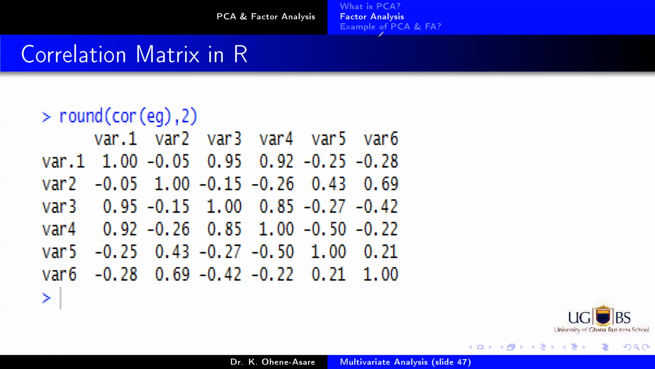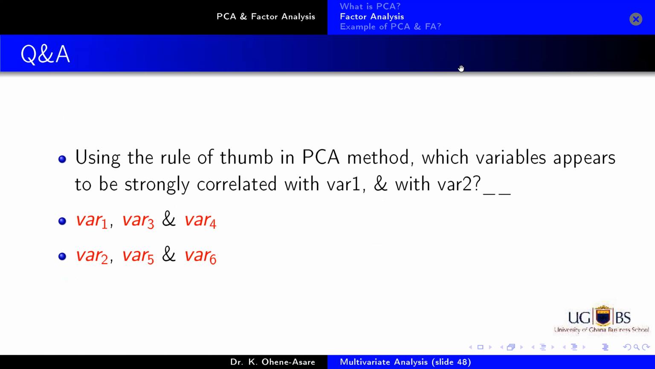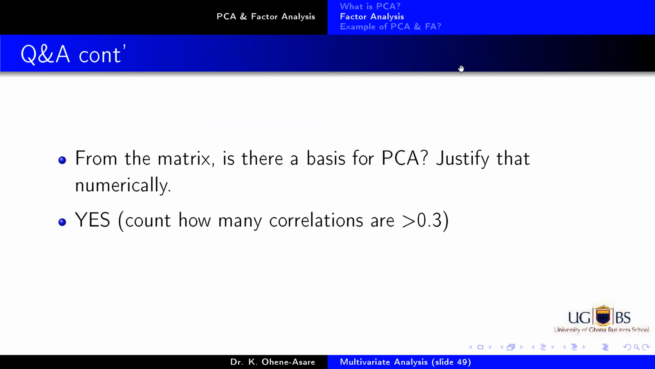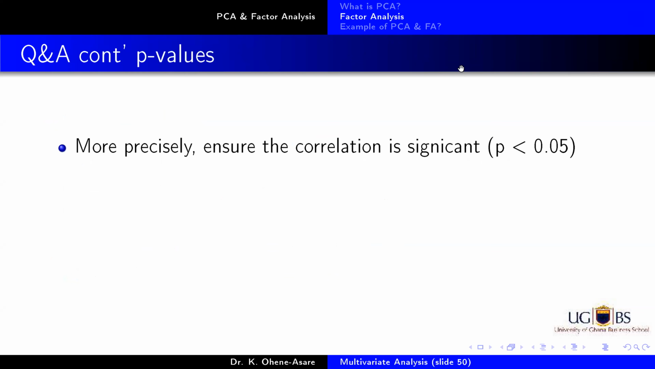So you don't want to count anything that is both above and below the diagonal. It has to be above it or below it. So that point is very important. Okay, any question on this before we move on? All right. But you see, using the number of correlations that are 0.3 or more is not enough. It's important to ensure that the correlation is significant.